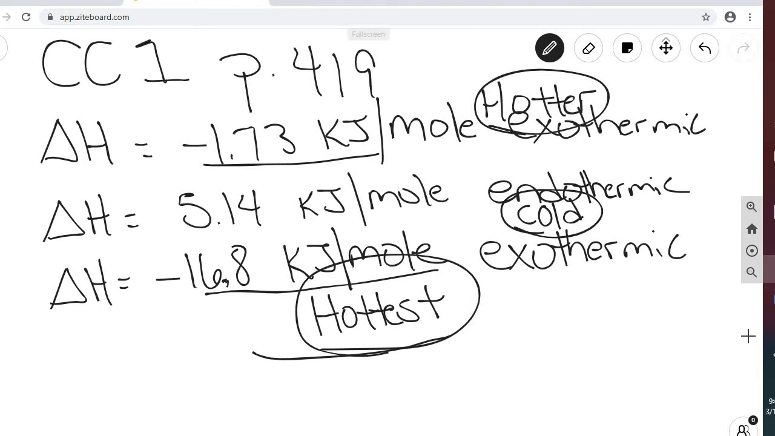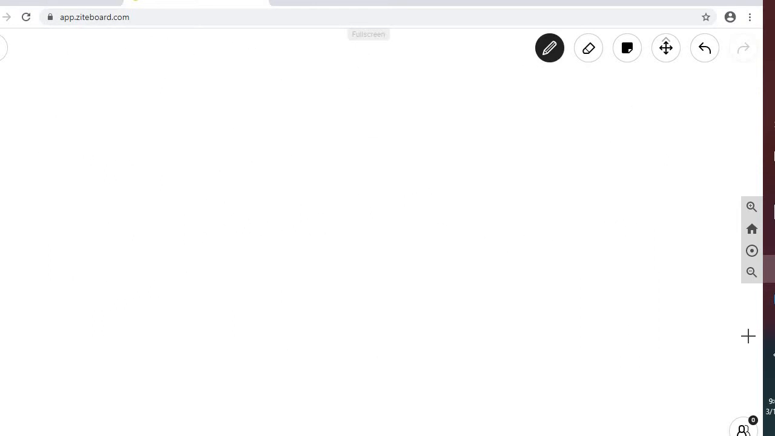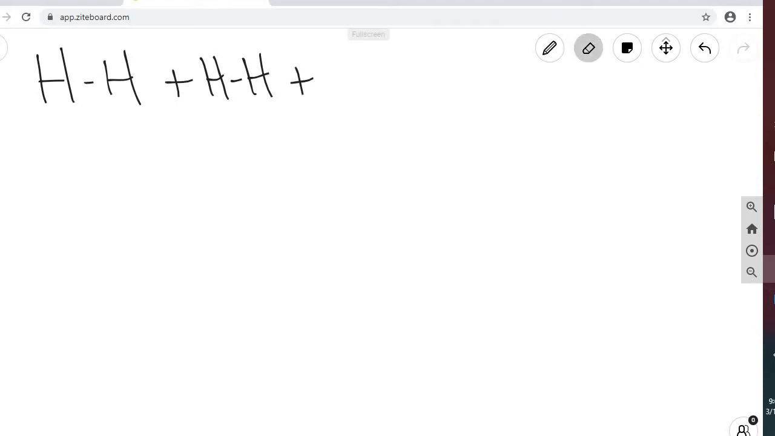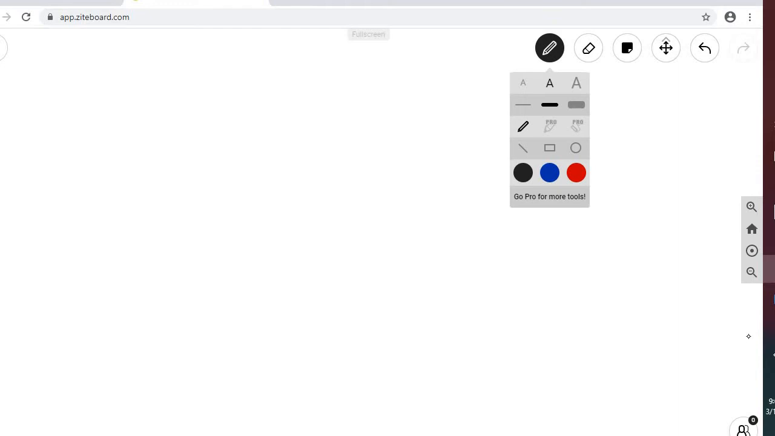Okay, so the important things to remember here are that exothermic reactions have a negative delta H and endothermic reactions have a positive delta H. Okay, so I'm going to draw a chemical reaction here by using Lewis structures. I'm going to move this down a little bit so I have room to write it.